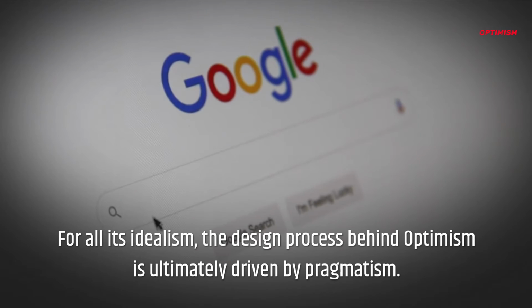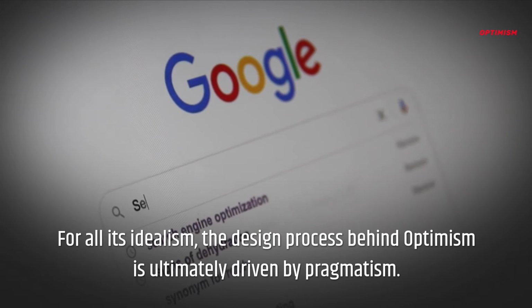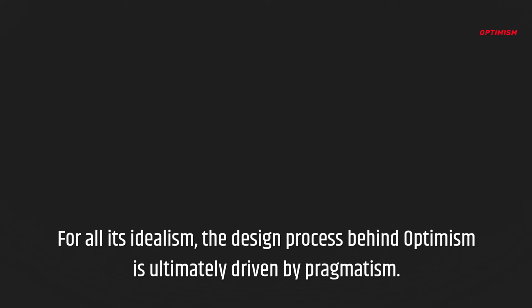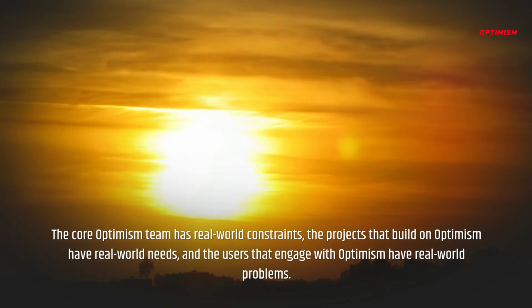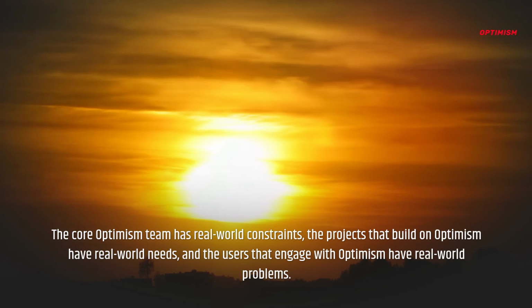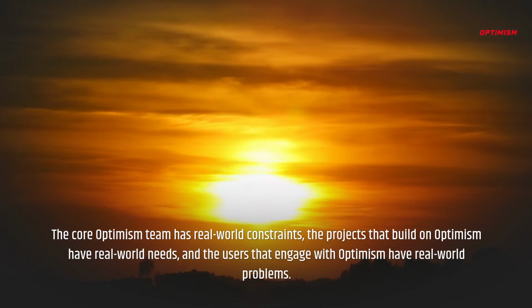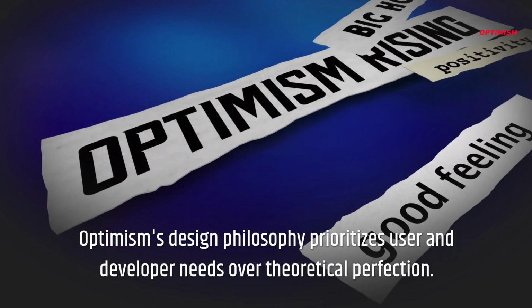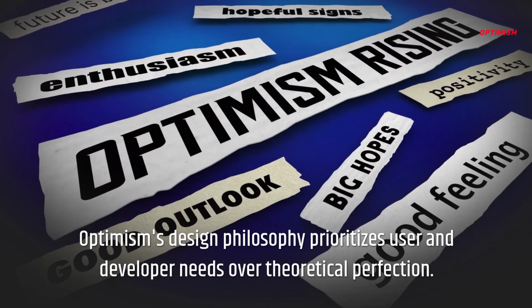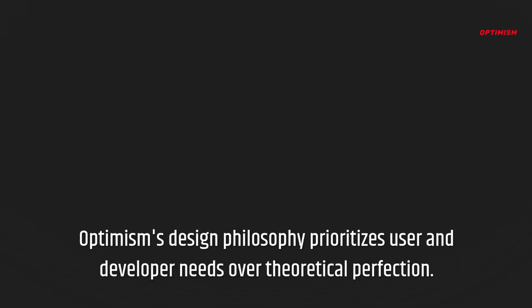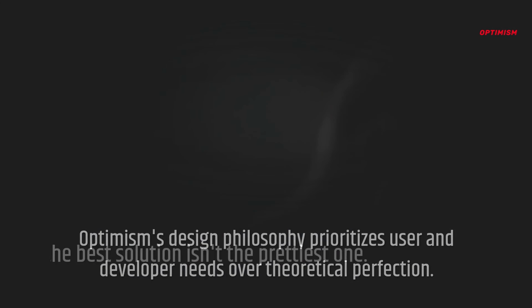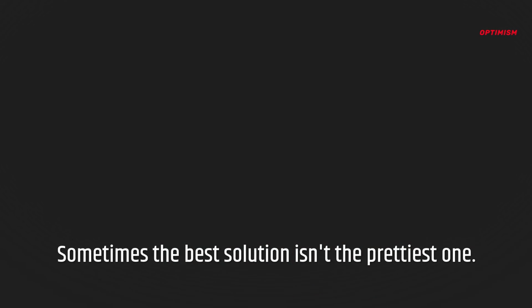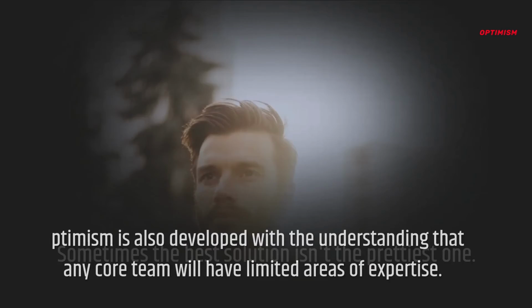For all its idealism, the design process behind Optimism is ultimately driven by pragmatism. The core Optimism team has real-world constraints, the projects that build on Optimism have real-world needs, and the users that engage with Optimism have real-world problems. Optimism's design philosophy prioritizes user and developer needs over theoretical perfection. Sometimes the best solution isn't the prettiest one.